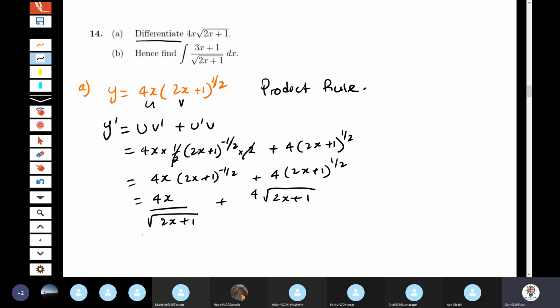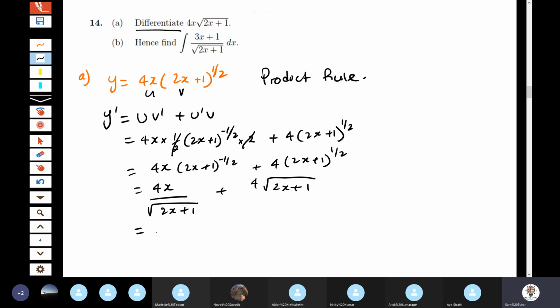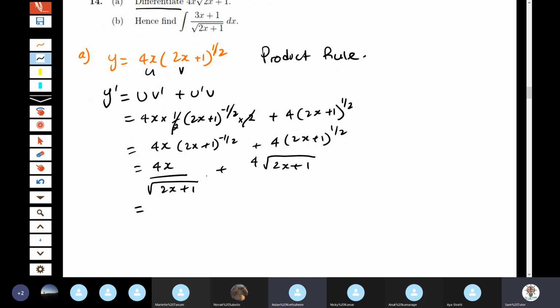So what's my next line going to be? It would be all over what, at least? 2x plus 1, in square root. 2x plus 1. Yeah. And then that's the same. So then the top's just 4x. Yeah. Plus, you're missing the third here.